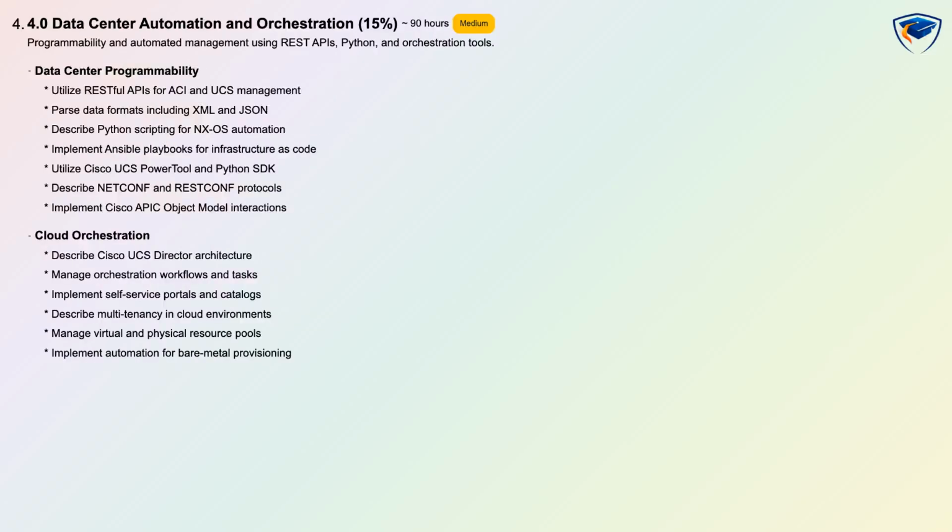congestion. 4.0 Data Center Automation and Orchestration accounts for 15%, is medium difficulty, estimated 90 hours, and uses hands-on and conceptual assessment. This domain teaches programmability with RESTful APIs for ACI and UCS, data formats like JSON and XML, and practical Python scripting for NX-OS automation. You will build Ansible playbooks for infrastructure as code and learn Cisco SDKs and tools such as UCS PowerTool, NETCONF and RESTCONF. Cloud orchestration topics introduce Cisco UCS Director, orchestration workflows, self-service portals, multi-tenancy and bare metal provisioning.